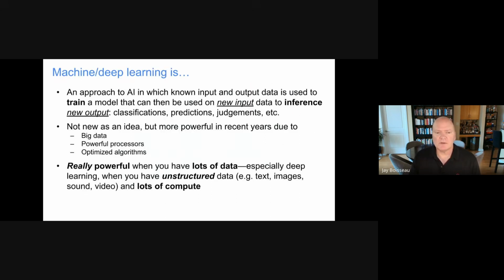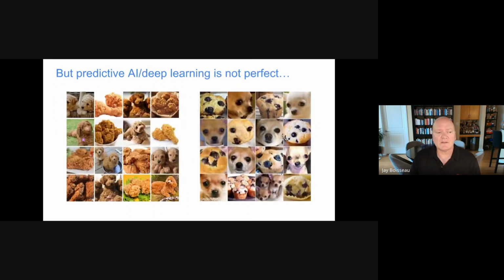So very simply put, machine learning is used to train a model with known inputs and outputs so that you can infer values when you get new inputs and don't have the corresponding answer yet. It helps you get these answers. It helps you make inferences. They might be classifications or predictions or judgments. Machine learning and deep learning are not new, but they're more powerful in recent years due to the advent of very powerful computers, the availability of lots of digital data, in particular unstructured data, which deep learning is so powerful for. So that's a quick bit of background.